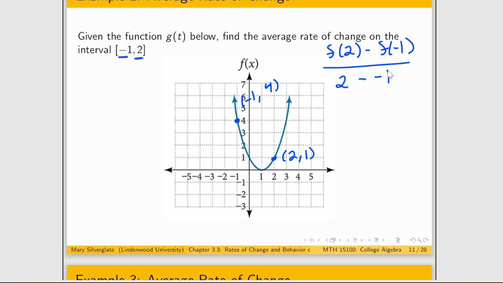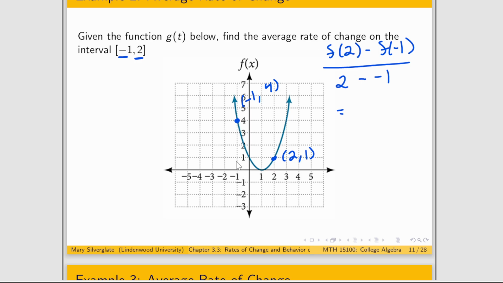And again, the key is that you want to keep it consistent. So if you use f(2) first, you have to use 2 first down here. And that's looking at the change in output divided by the change in input. And again, if this feels like a slope, that's because it really is a more general form of the concept of slope.